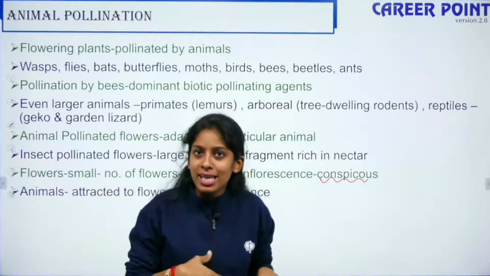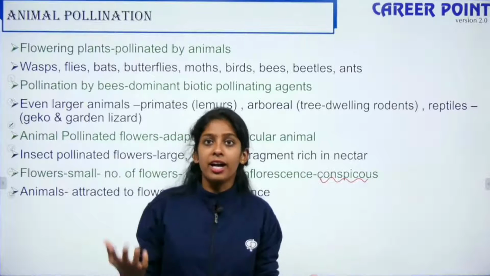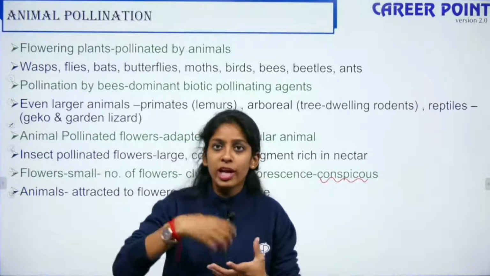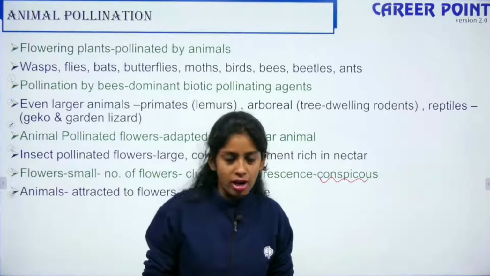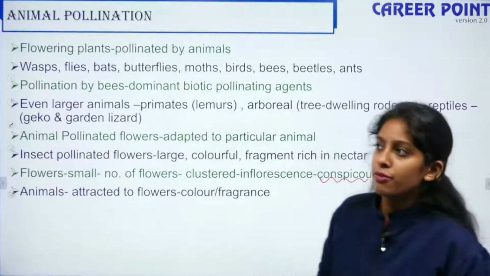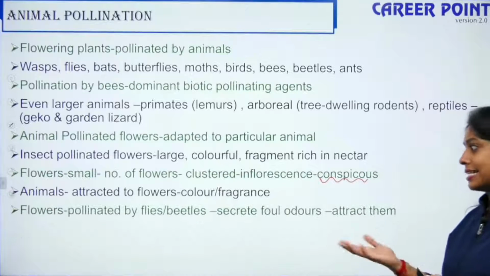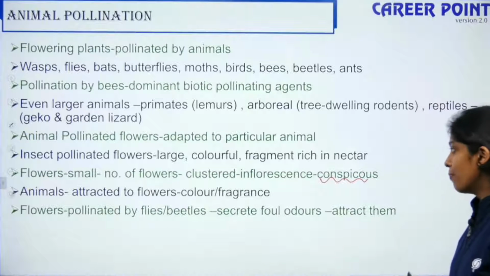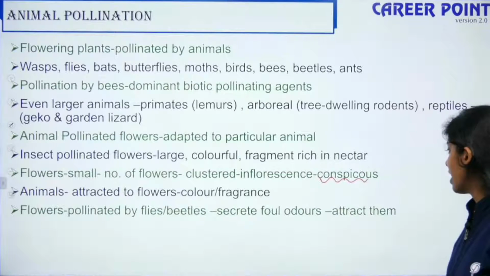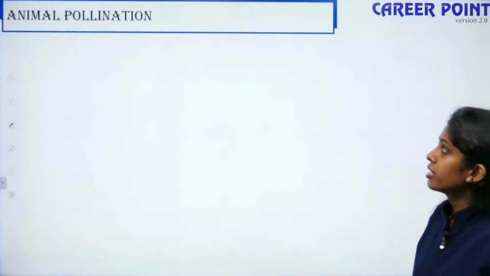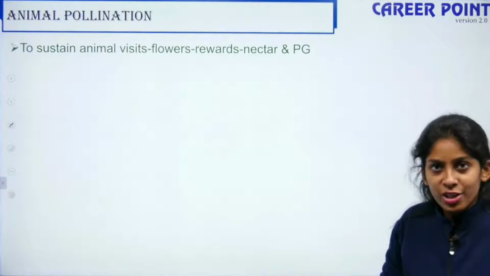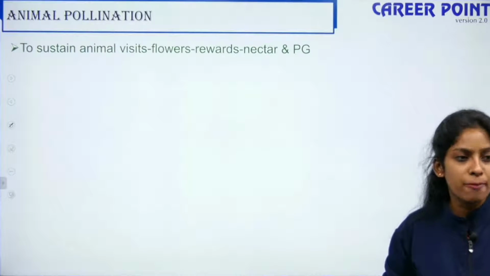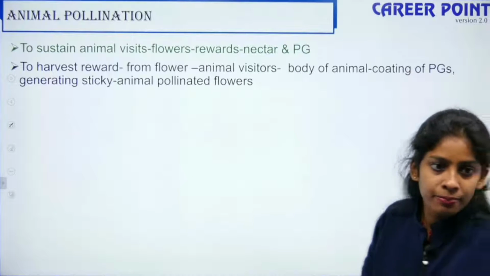So how will the insect come and help you? It should be attractive and it should also provide some reward to the animal, right? So it provides nectar in return. That is why insect pollinated flowers have nectar and are brightly colored. Flowers pollinated by flies or beetles secrete a foul odor and attract them. Alright? So in animal pollination, to sustain animal visits, flowers reward nectar and pollen grains, right?